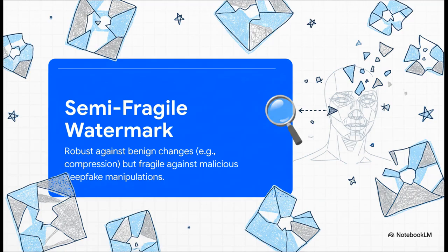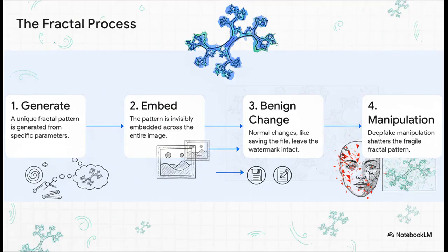The whole system is trained to know the difference between a benign change, like you saving a photo as a JPEG, which compresses the file a little bit, and a malicious change, like an AI completely repainting someone's face. It's designed to ignore the first one, but completely break on the second. So here's the whole process in a nutshell.